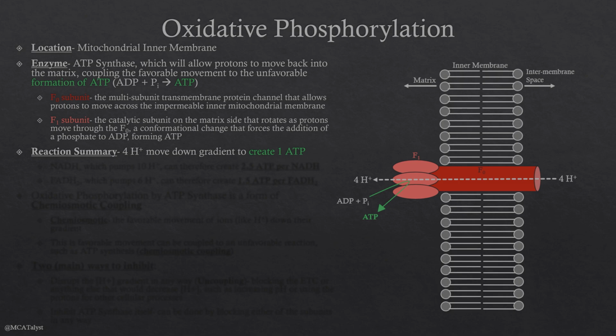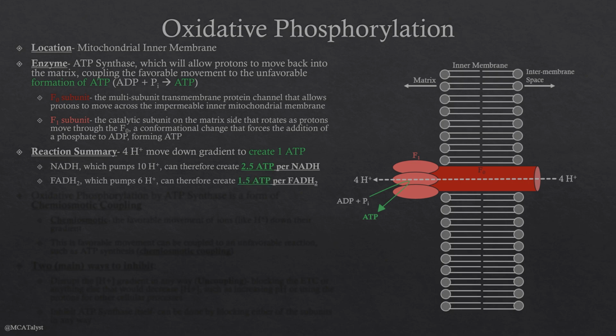4 protons will create 1 ATP. So just as a reminder, NADH pumped 10 protons, and those 10 protons can therefore create 2.5 ATP per NADH. If you've seen that number before, that number is coming from the number of protons that NADH's electrons are pumping.